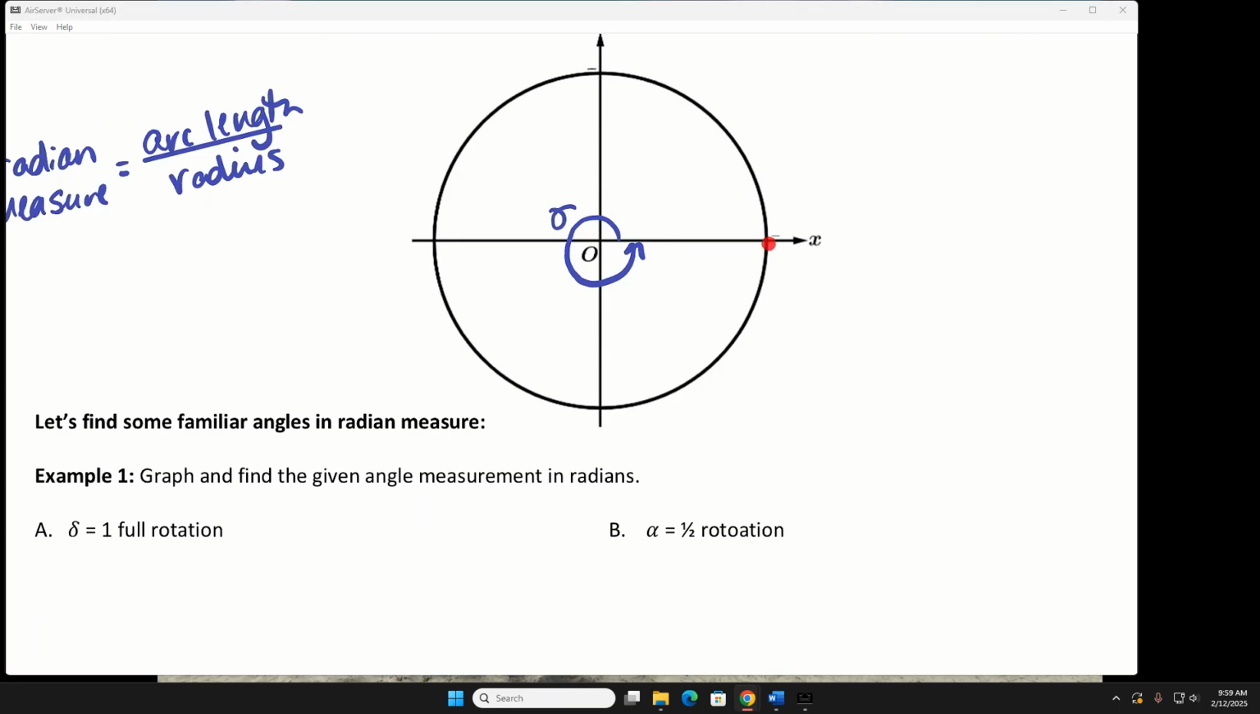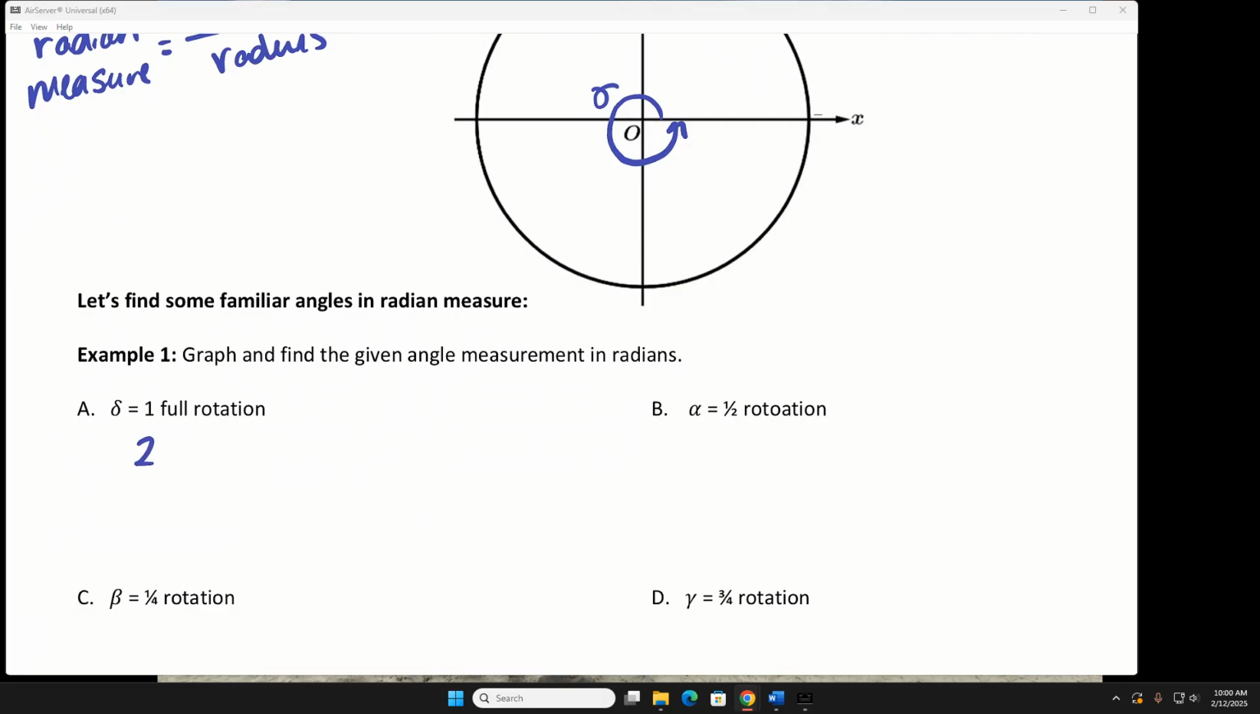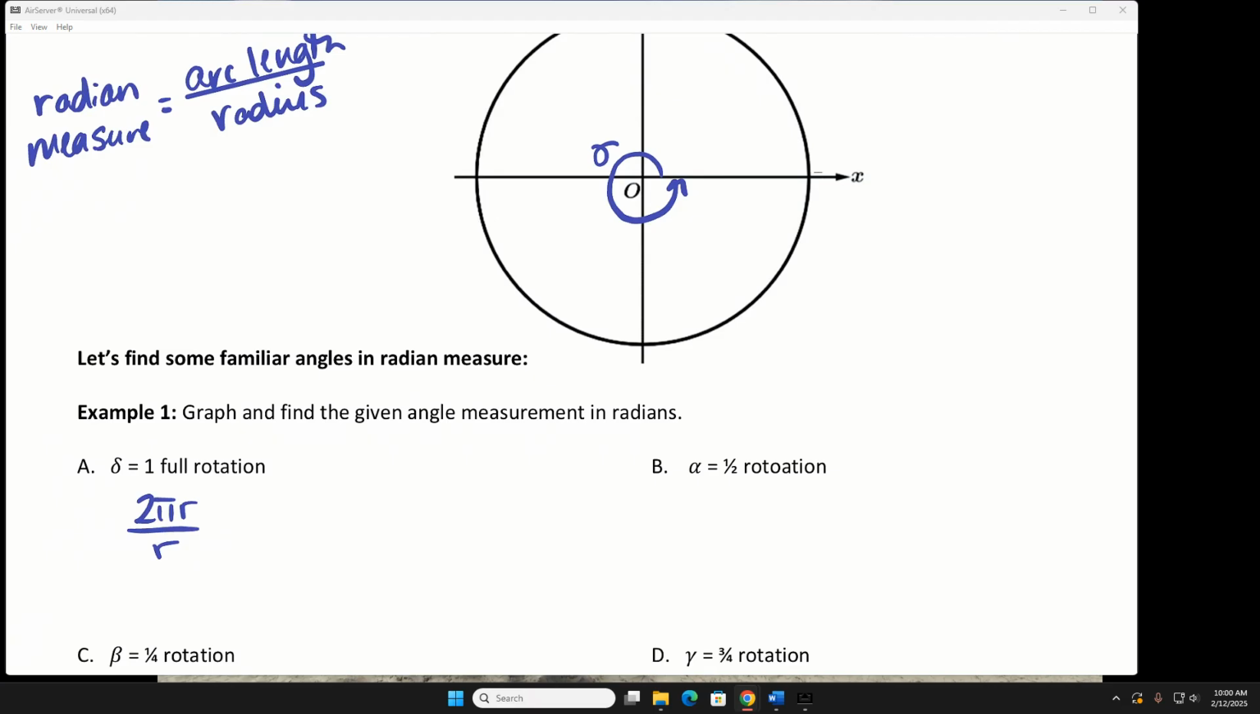A full revolution is a full circumference. Now we don't know what the radius is. So how can we represent a full circumference? 2 pi r. A full circumference is 2 pi r, and we're going to divide that by whatever the radius is. What does that leave you with? 2 pi. So a full rotation is going to be 2 pi radians. Now, you don't ever have to give a unit of measurement for radians. You just say 2 pi. That's what makes radians so nice to work with, you don't have to give a degree symbol or whatever.